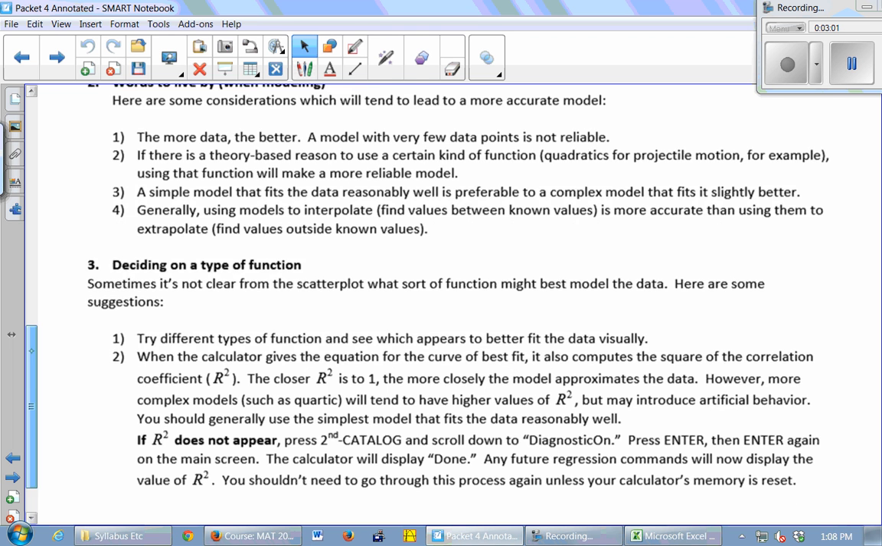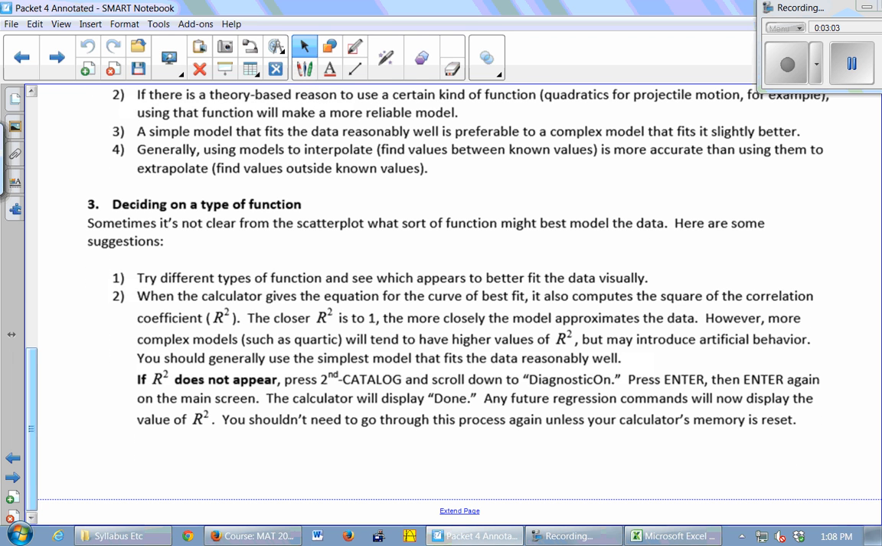For deciding on a type of function, first look at the scatter plot and ask, does that look like one of the kinds of functions I know? Sometimes it's not clear what function might best model the data. You might say, that looks like it could be quadratic or it could be exponential, I can't really tell. So you just try a couple of different kinds. Your calculator does all the work, so you can try more than one. You can see which one fits better visually. Graph your regression curve over your data and see which one looks like a better fit.